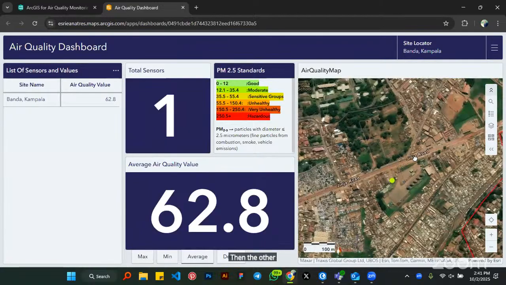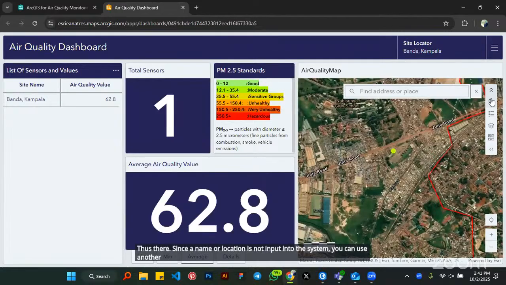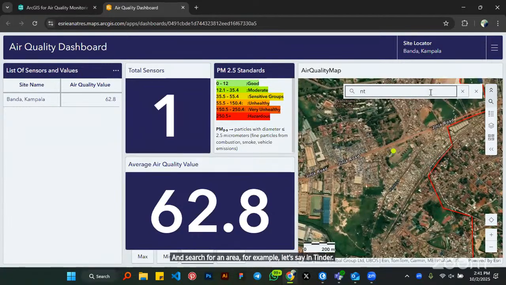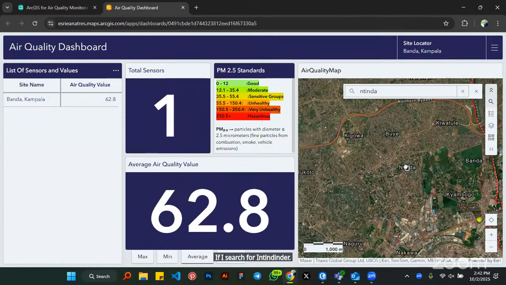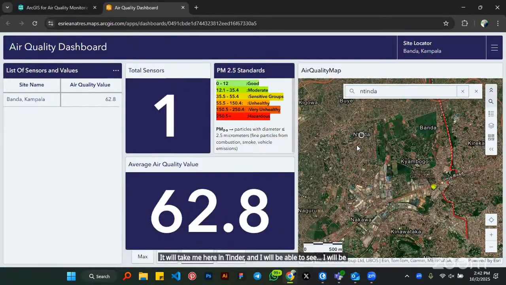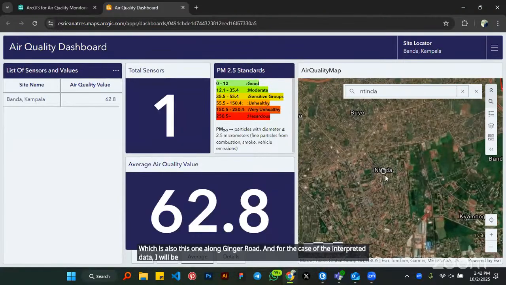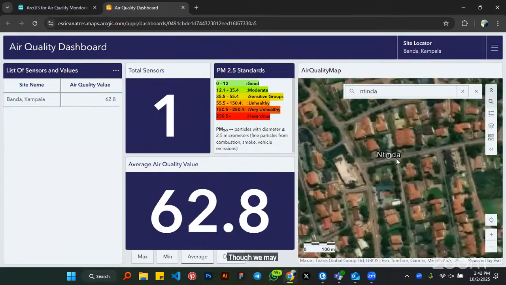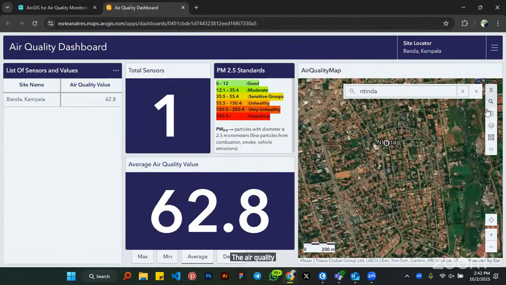Then the other thing that we can actually do is, in case the sensor name or location is not input into the system, you can use another option. You can use this search button and search for an area, for example, let's say in Tinder. If I search for Tinder, it will take me here in Tinder, and I will be able to look for the nearby sensor, which is also this one along Ginger Road. And for the case of the interpolated data, I will be able to also get the data around Tinder, though we may not have the air quality sensor around that place.